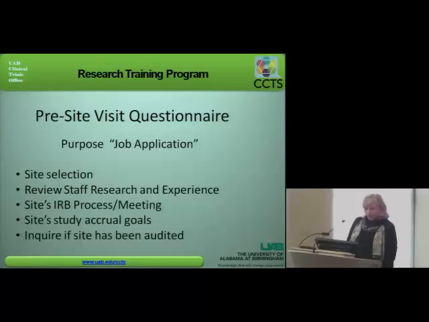They also want to know about your IRB process and the meeting and the turnaround times. They want to know if you can hit your study accrual goals, because it's real important to be able to hit those goals or enroll the patients that they're looking for in the study. And they want to inquire if the site has been audited, and if they have been audited, what were the findings of the audit.